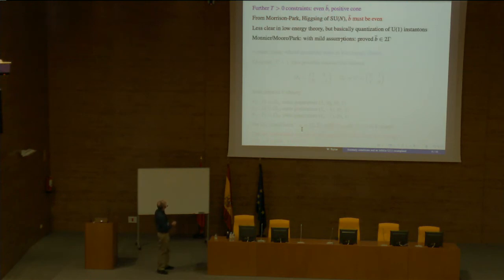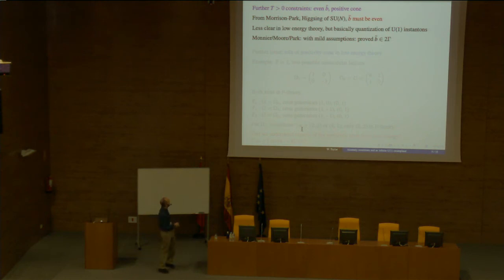There are further constraints I'll just mention briefly because I'm running out of time. There's a constraint from F-theory, it seems, that B tilde must be even. This comes either from Morrison-Park or Higgsing an SUN model. It's not quite clear in the low energy theory, but basically this comes from the quantization of U1 instantons.